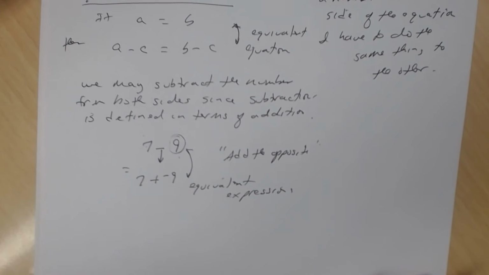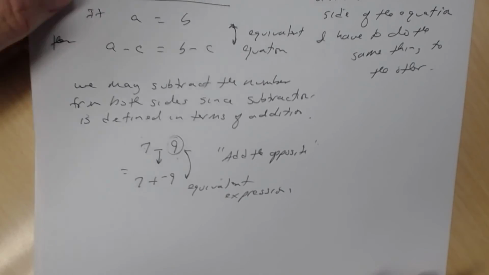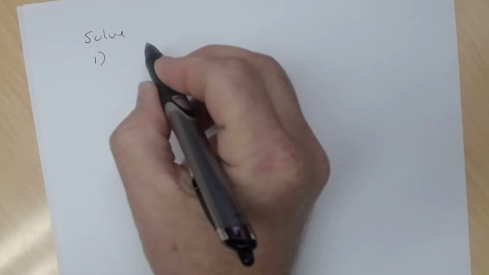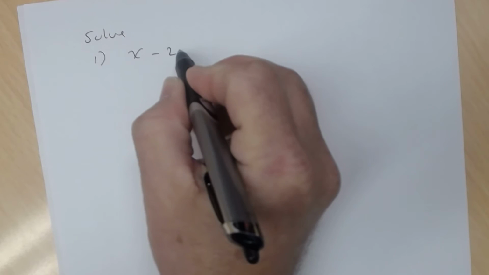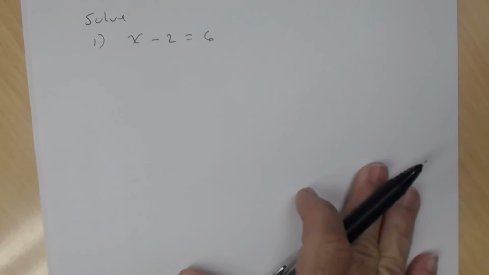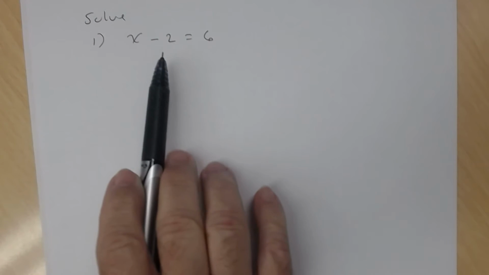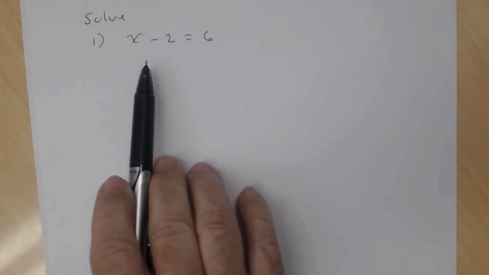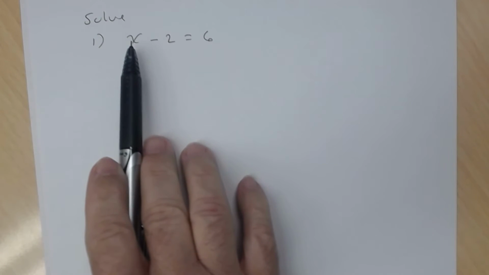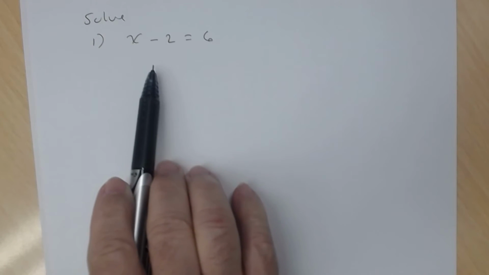All right, suppose now, so all we're going to focus right here is the addition property. All right, so directions will say solve. Okay, number 1. All right, suppose we had x minus 2 equal 6. Now you can guess at the answer here, all right, but you are going to have to show the work. So the answer here is 8 because 8 subtract 2 is 6, okay?